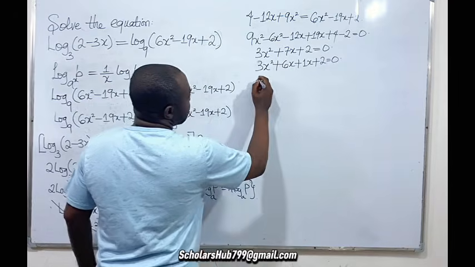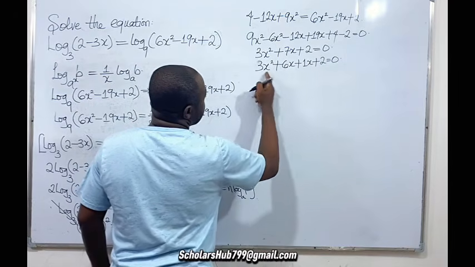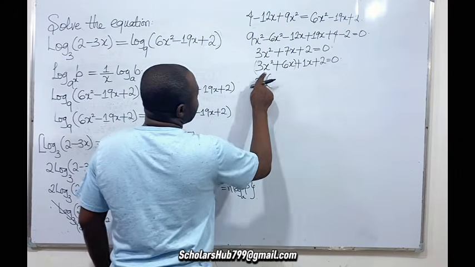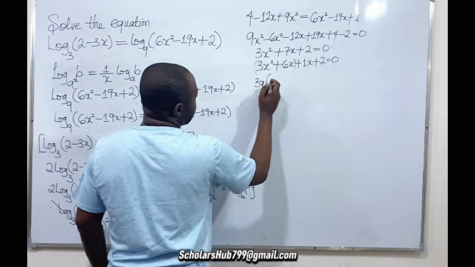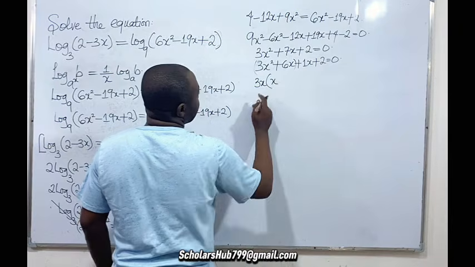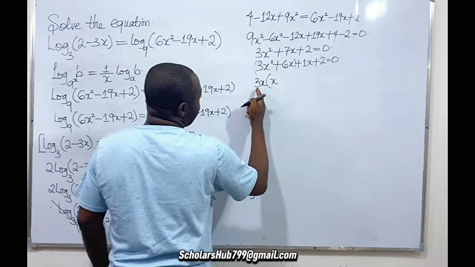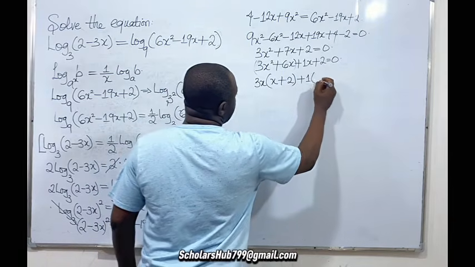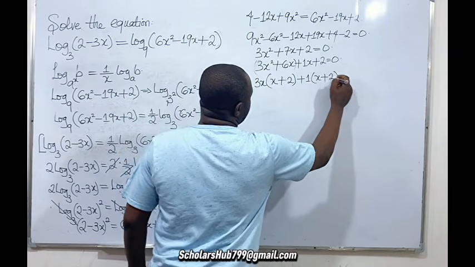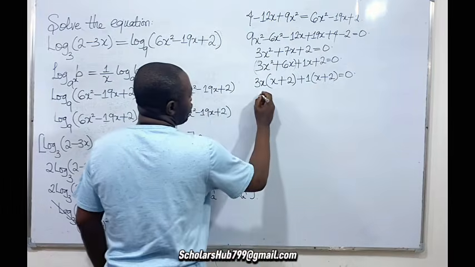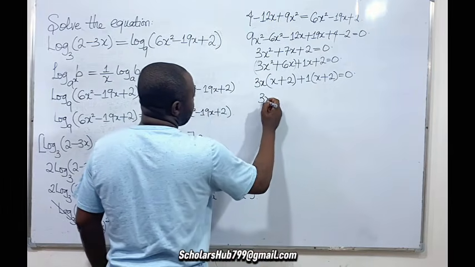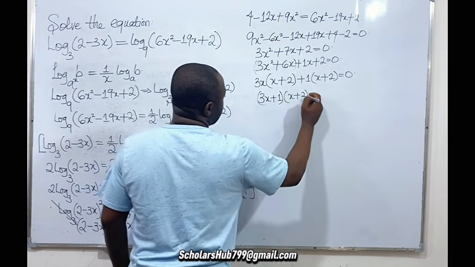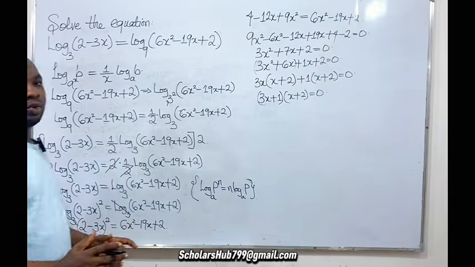All right, so in this case, I'm going to divide this pair by 3x. Which means 3x squared divided by 3x will be x. Then 6x divided by 3x will be plus 2. Then plus 1 parenthesis x plus 2 equals 0. So 3x plus 1 multiplied by x plus 2 will be equal to 0.